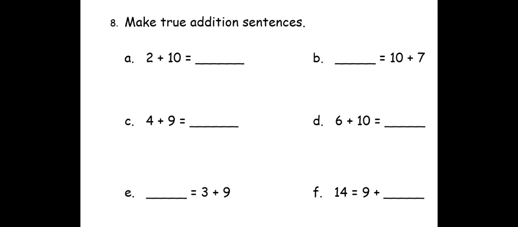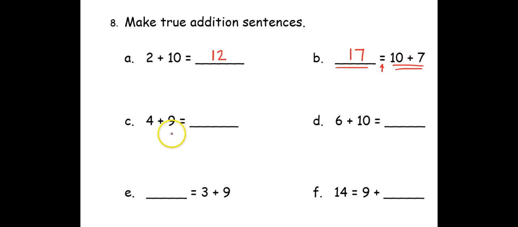And in the last section, I can use the various strategies that we've learned to make true addition sentences. 2 plus 10 would equal 12. I can picture this by starting at my 10 and counting up 2 more, 10, 11, 12. Going across, I have some number, and there's my equal sign, and it has to balance or be equal to the same thing as 10 plus 7. Well, 10 plus 7 is 17.